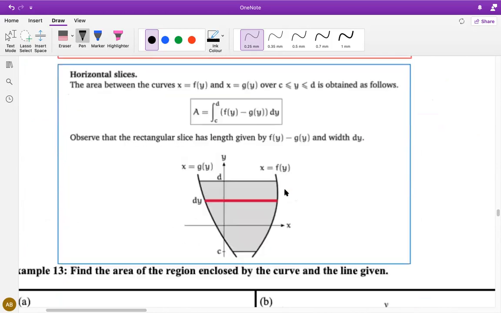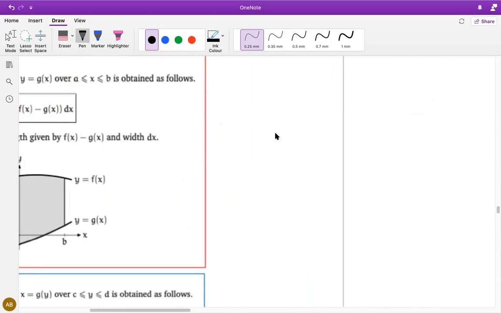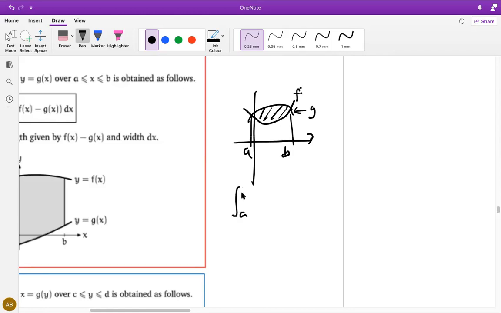Let's say I have two curves like this, and I want to find this area from A to B. I know this is f(x), this one is g(x). So I use the formula from A to B, above minus below. Remember, above minus below. This is above, this is below, so be careful. So this one is g(x) minus f(x) dx.